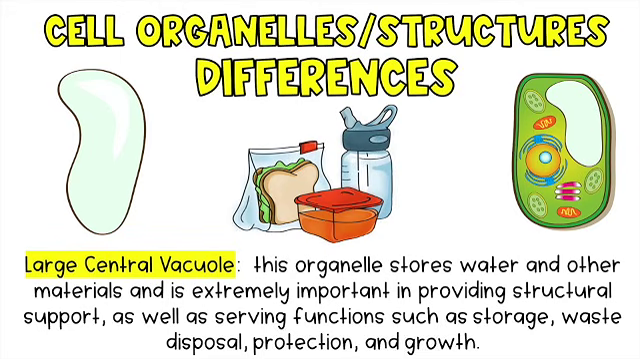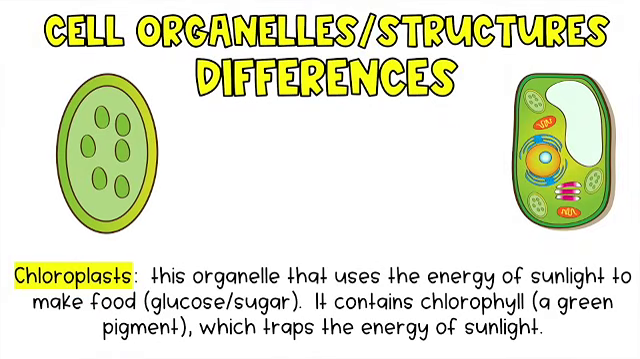We equate it to a container because it's containing that liquid and that water. And then the last thing that's different about our plant cells is our chloroplast. And our chloroplast is like a solar panel.